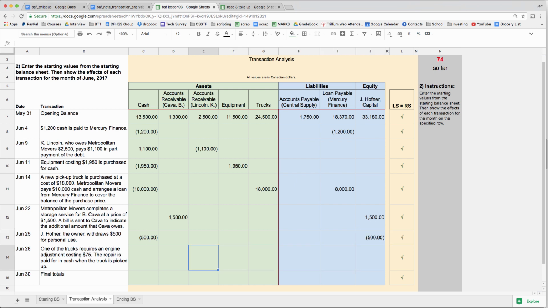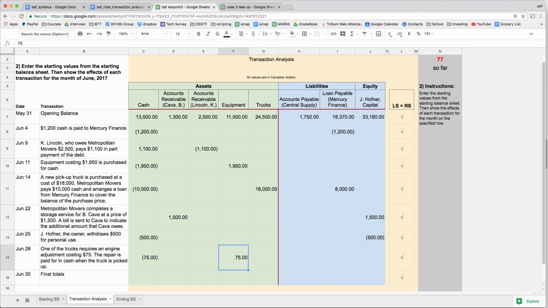So the last transaction is a truck requiring a kind of repair, right? An engine adjustment, and it's $75. You pick up the truck, you pay for it in cash. So obviously a transaction. We have $75 less cash. Where does it go? So you might think, well, maybe we add it to the value of the truck. And that is a no-no. We didn't buy more trucks.